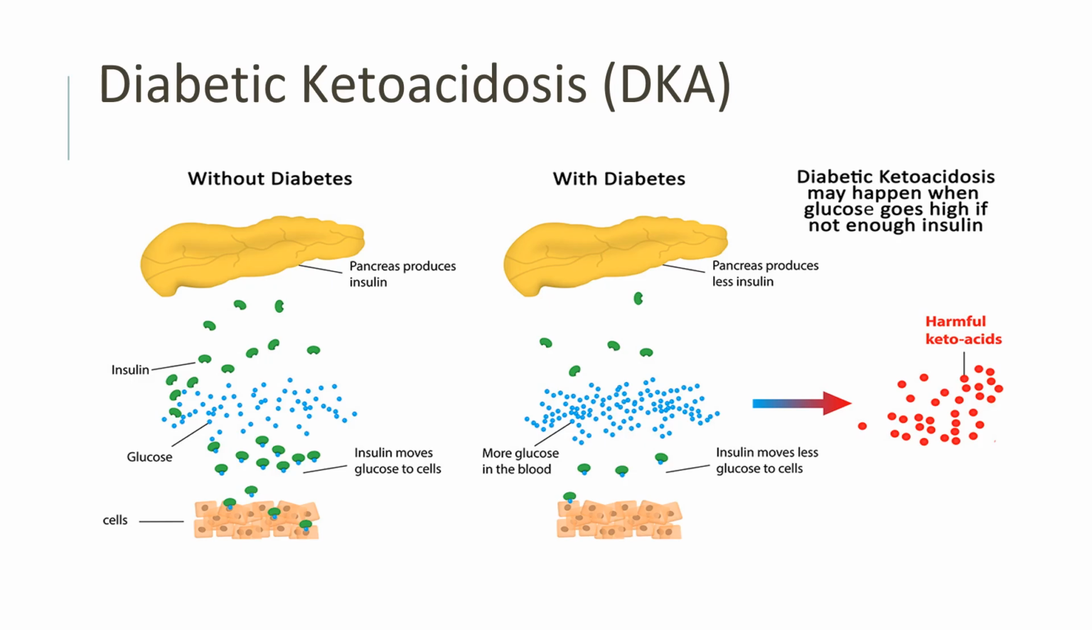So let's spend a few minutes and talk about DKA. We're going to start with what happens in the non-disease state, so aka without diabetes. Without diabetes, you have the pancreas that produces insulin. The insulin is able to combine with the glucose that has come in from food in the blood sugar to move the appropriate amount of glucose into the cells.